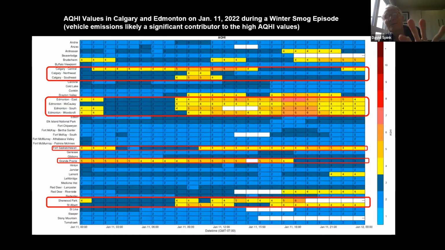And I took this on January 11th, 2022. Of course, in Alberta we get winter smog events, and this is the Air Quality Health Index for that January 11th. You can see in all of the bigger urban areas, and those of us on the edge, I live in St. Albert, definitely some elevated Air Quality Health Index numbers.